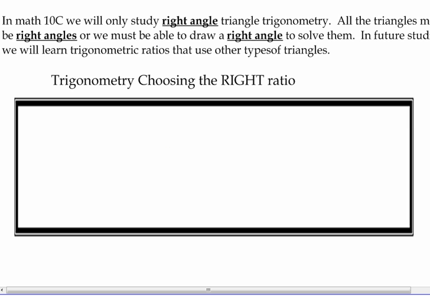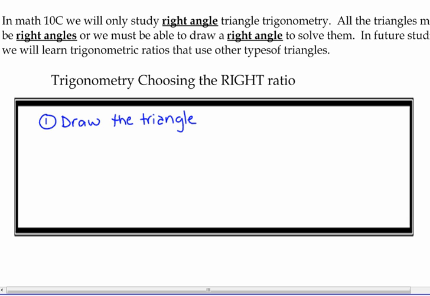Okay, so going back, choosing the right ratio. Well, the first thing you want to do is draw a triangle. Draw the triangle that you're dealing with. Or if you already have a triangle, you want to make sure you've labeled all the stuff you know. If it's already there, then the first step's done for you.